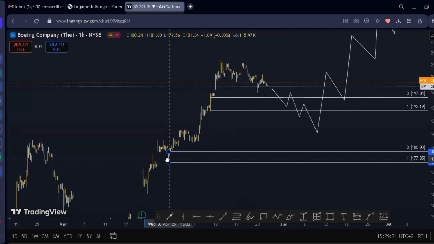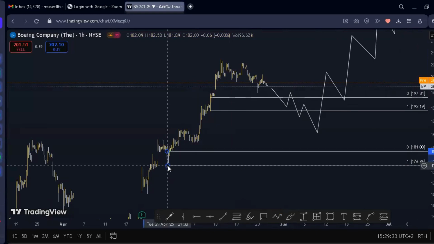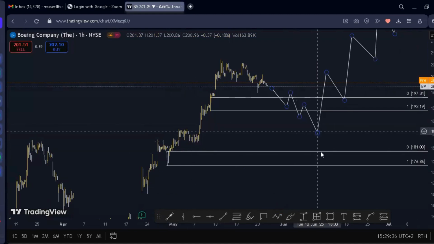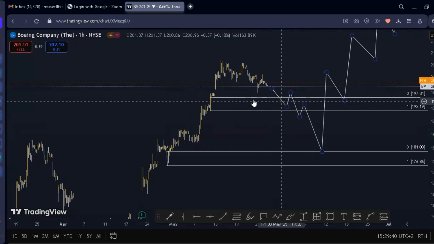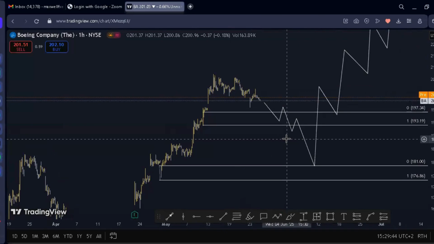Right, looks like the zone is here. Yeah, perfect, because fair value, right? So either you can buy here, or add more to the position at that point.